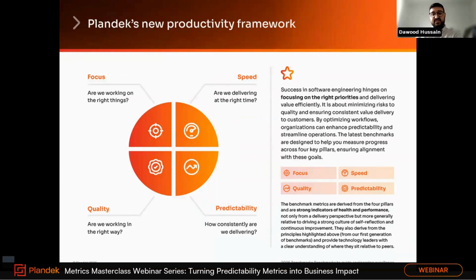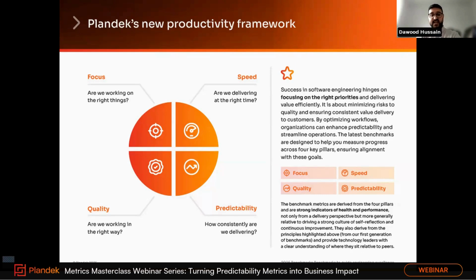So before we dive into today's topic, I just want to give a quick refresher on the platform, on the productivity framework, in case you weren't able to join our last session. So at Plandek, we structure engineering productivity around 4 core pillars. So those are speed, how quickly value is delivered from ideation to production. Think metrics like cycle time and lead time to merge. Quality, how well we build. So that includes metrics like bug count, defect resolution time, and rework. And then focus, are our team spending time on the right work. And this pillar looks at investment profile and flow efficiency.